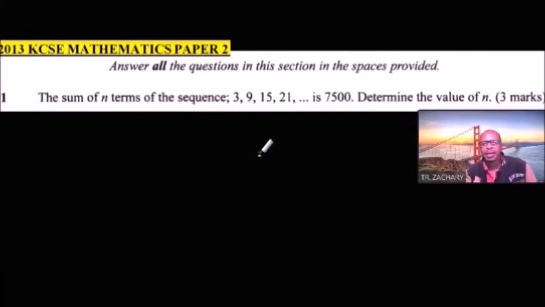So in this question, from the topic sequence and series, which you covered in Form 3. If you are not very familiar with that, you can check on this topic. I have done a video on that. So the first thing you should do, given a sequence, is study it and determine whether it is arithmetic or geometric. So if you look at this sequence, we have 3, 9, 15, 21.